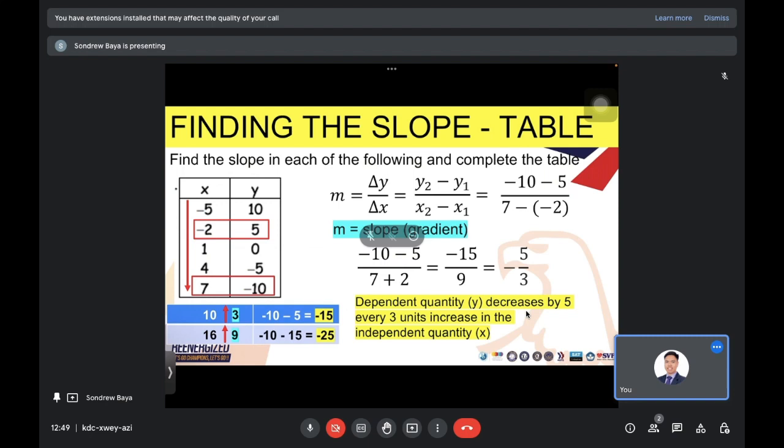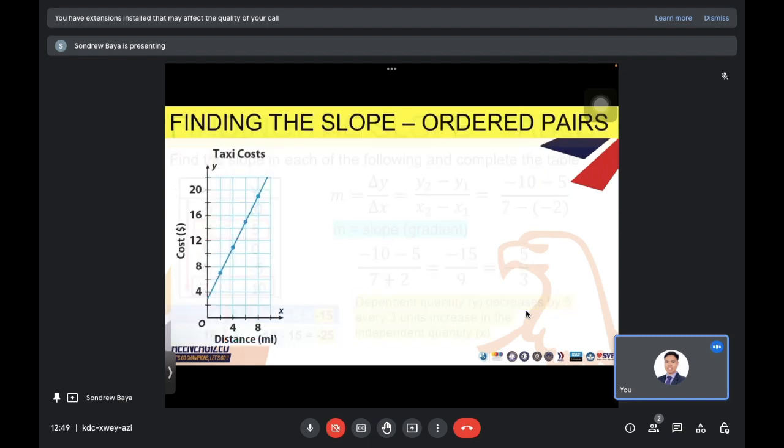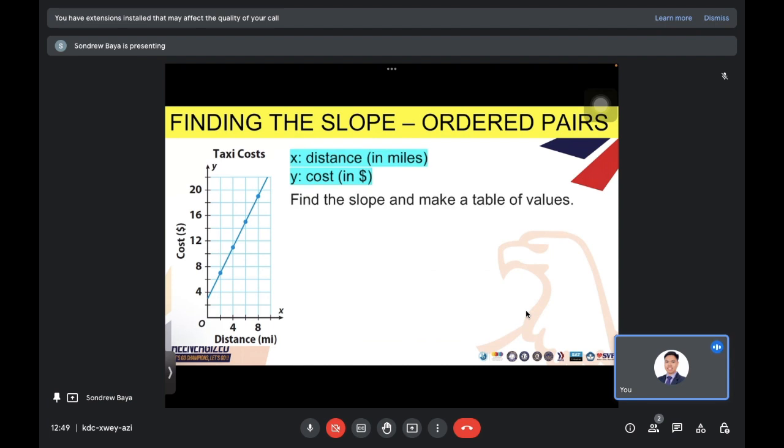Okay, this time let's try to find the slope using ordered pairs. So suppose you're given a graph and you're asked to find the slope. The slope can be derived from the graph itself in two different ways. The first way is using the ordered pairs. To use the ordered pairs, all you have to do is to know first what x and y is. In this case, x is the distance in miles, y is the cost in dollars. All right? So find the slope and make a table of values. Here we can find the slope by first identifying 2 points on the graph. In this case, these are the 2 points.